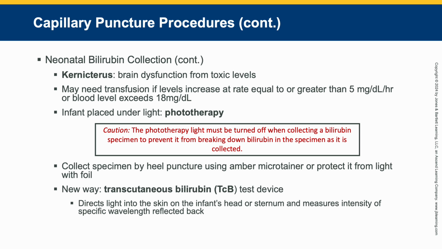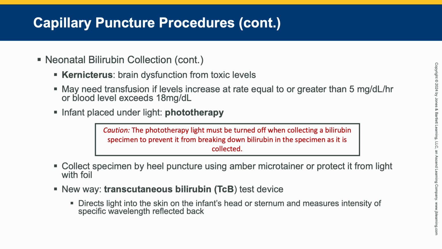It is called kernicterus. Kernicterus is a brain dysfunction from toxic levels of bilirubin. And if these babies get toxic levels, then the doctors make the executive decision to give them a transfusion if their levels increase at a rate equal to or greater than 5 milligrams per deciliter per hour, or their blood level, just the level, exceeds 18 milligrams per deciliter. Okay, so they may need a transfusion in that case.